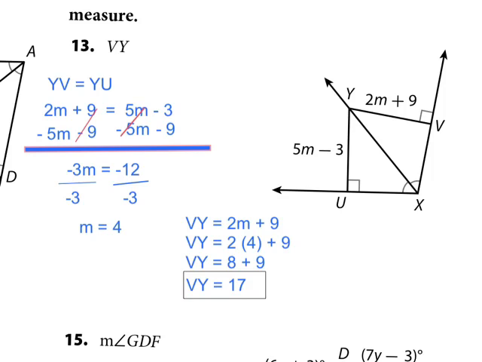Okay, once we plug in our number for m, we get 8 plus 9, and 8 plus 9 is 17. So the measure from V all the way to Y is 17.